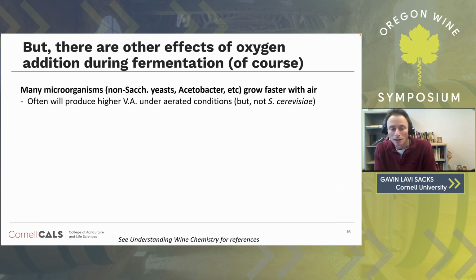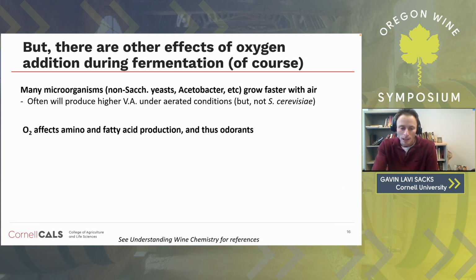There's a lot of other microorganisms that will also happily increase their growth rates in the presence of oxygen, not just the yeast strains that you're using. And many of these other yeast strains, or in the case of something like Acetobacter, are going to produce higher levels of DA under aerated conditions. Saccharomyces cerevisiae is nice because in the presence of oxygen, they don't increase DA or acetic acid ethyl acetate production.